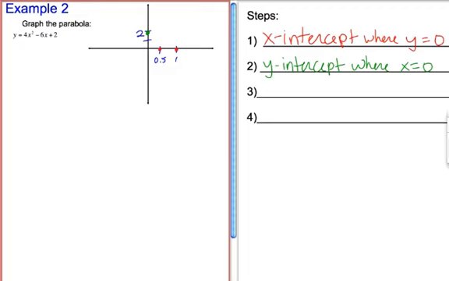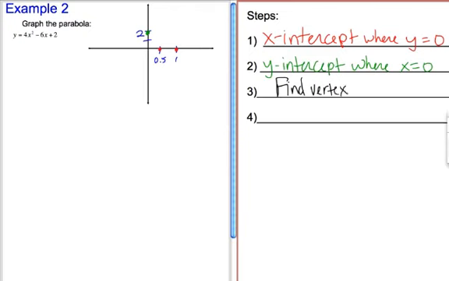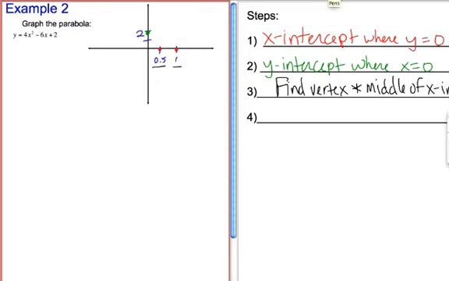Remember the third step? The third step is to find your vertex. Okay? So our third step is going to be to find our vertex. Okay, and the key here, it's in the middle of the x-intercepts. So remember our x-intercepts were at 0.5 and 1. So we have to find the number that's in the middle of them. This is a little bit harder to do, so what I'm going to do is add the 2 values and divide by 2 to find the exact middle. And I get 0.75. That's the number that's in the middle.